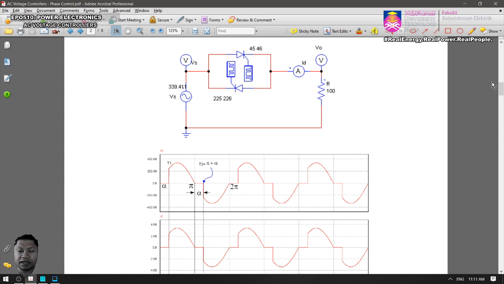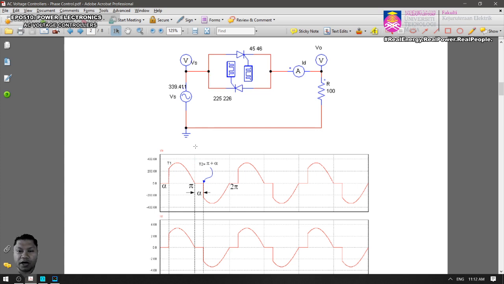have a single phase half wave control rectifier. If I remove the thyristor 2 here, this is basically the single phase half wave control rectifier, isn't it? Right? So in this case, you're going to have two thyristors.